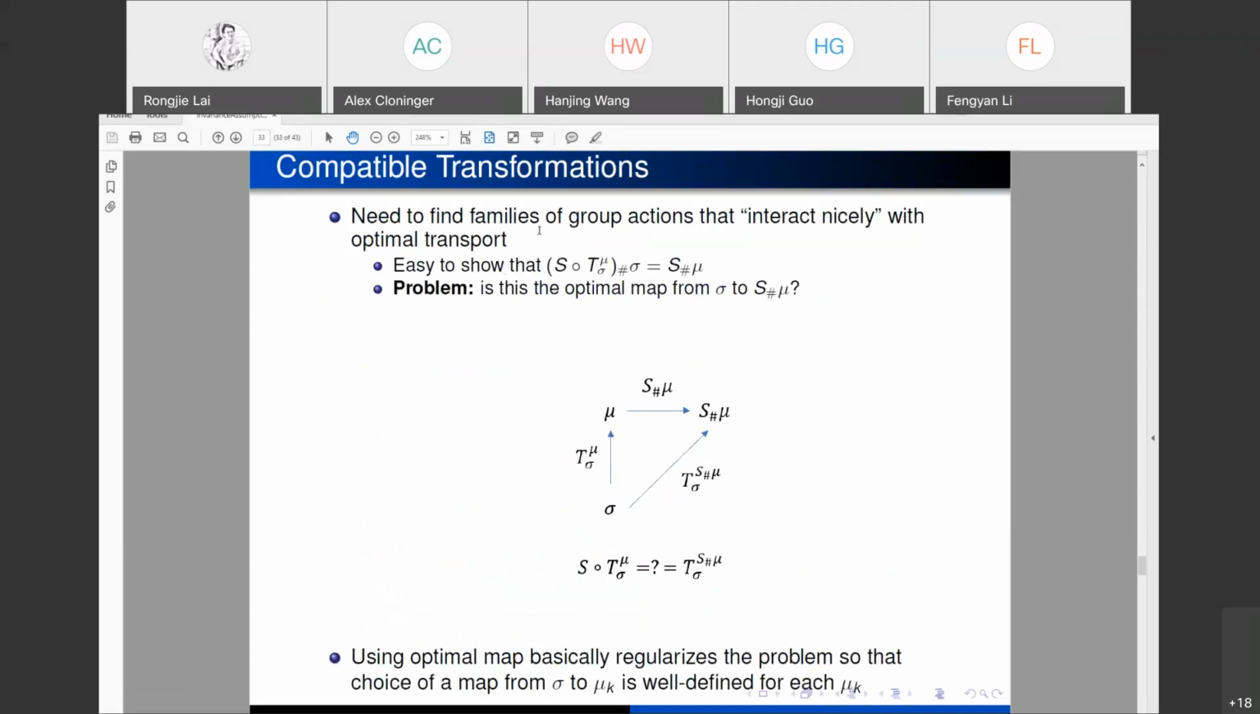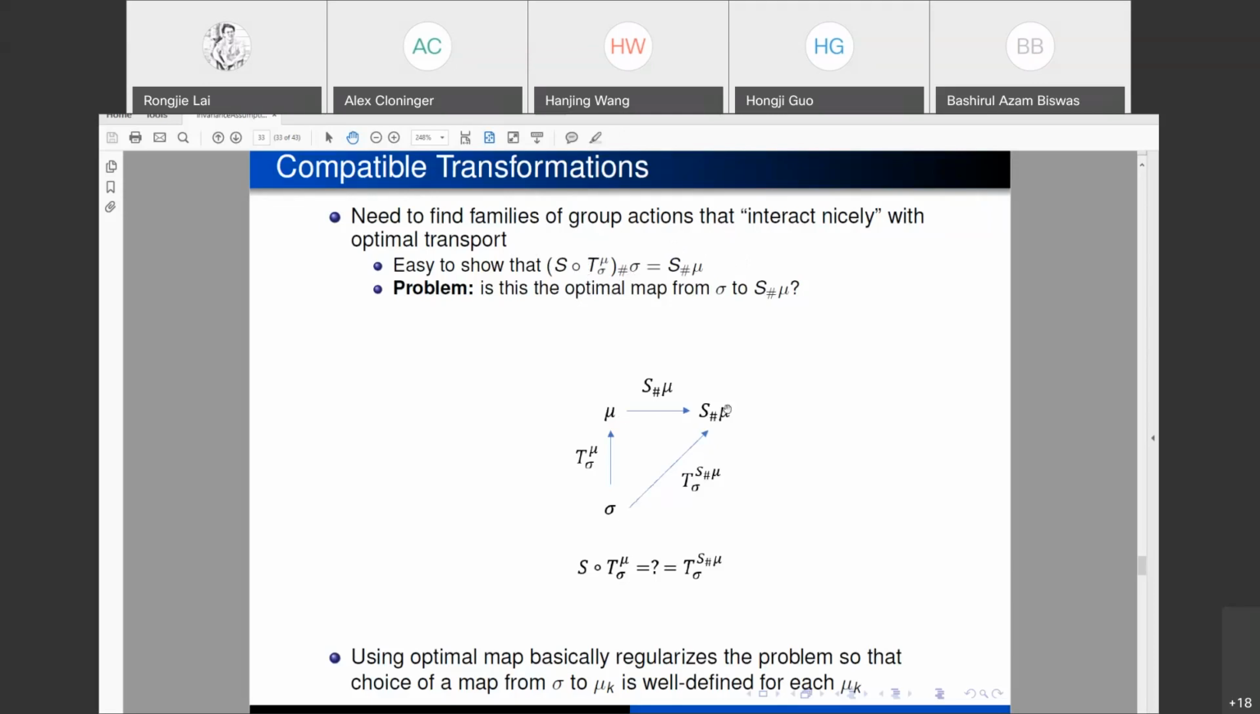So I want to find a family of group actions that interact nicely with optimal transport. What I mean by that is if I have sigma and I create the optimal map from sigma to mu, and then I apply my group action and push it again, it's pretty easy to show that that's just what S does to mu. The question is, is this the optimal map?